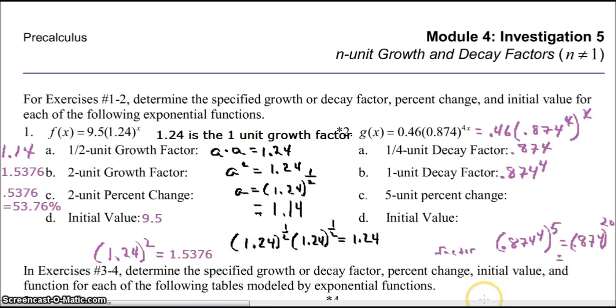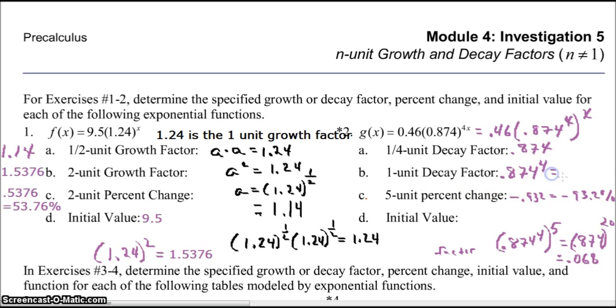So here I get 0.068. So then the percent change is just the factor minus 1. 0.068 minus 1 is negative 0.932, or negative 93.2%. So there's a pretty substantial 5 unit percent change.